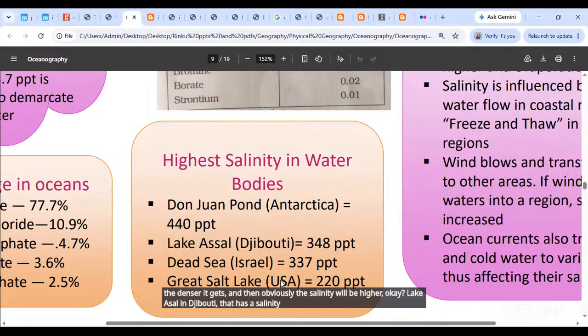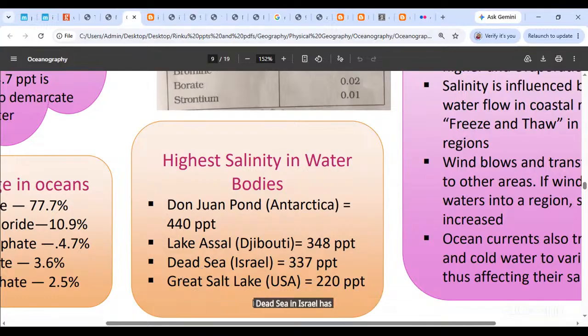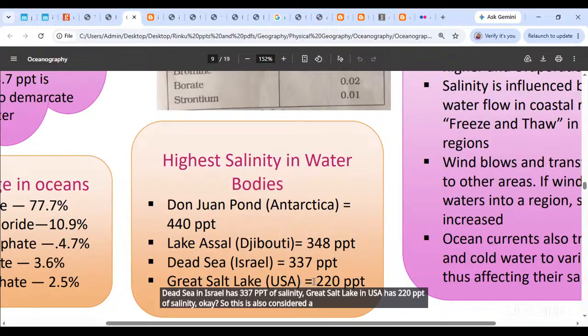Now that is understandable. It's hot, and clearly that's one reason, along with the high rate of evaporation, because of which you get a good amount of salinity over here. The Dead Sea in Israel has 337 ppt of salinity, and the Great Salt Lake in the USA has 220 ppt. So this is also considered a good amount of salinity. All right.